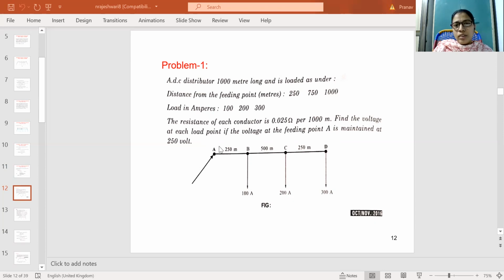So this is a distributor fed at one end. This is 250 meters. From the feeding point to C is 750, so 250 plus 500. This is 1000, so 250 plus 500 plus 250. And 100, 200, 300 are the load currents.